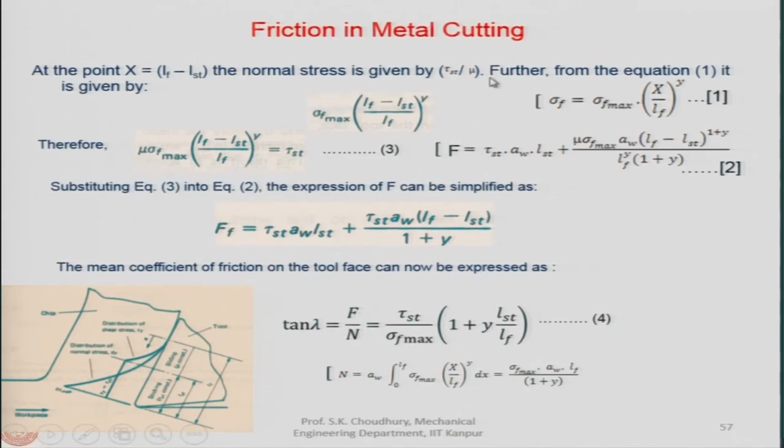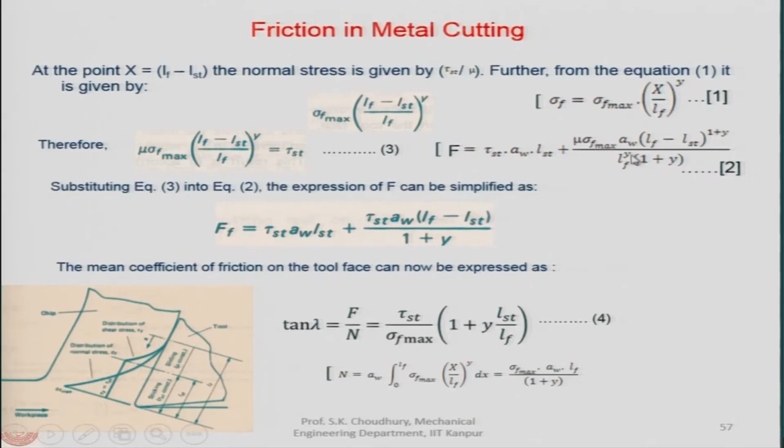So, we have the shear stress as this, and we have the shear stress as this, tau st. Therefore, tau st can be equal to mu times this factor, sigma f maximum, LF minus LST divided by LF to the power y. Okay. I will remind you that we got f like this, by integrating.